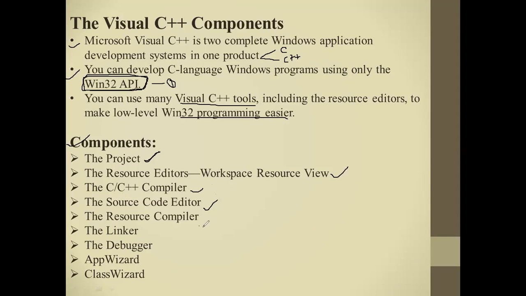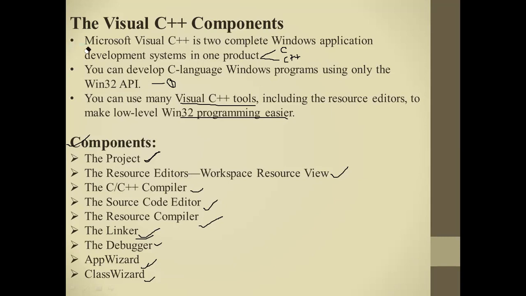Then there is a resource compiler. Then there is a linker, which will link and load the different library files. Then there is a debugger, and there are an application wizard and a class wizard, which are used for the programming purpose. Fine. So these are the main components that we have in Microsoft Visual C++.